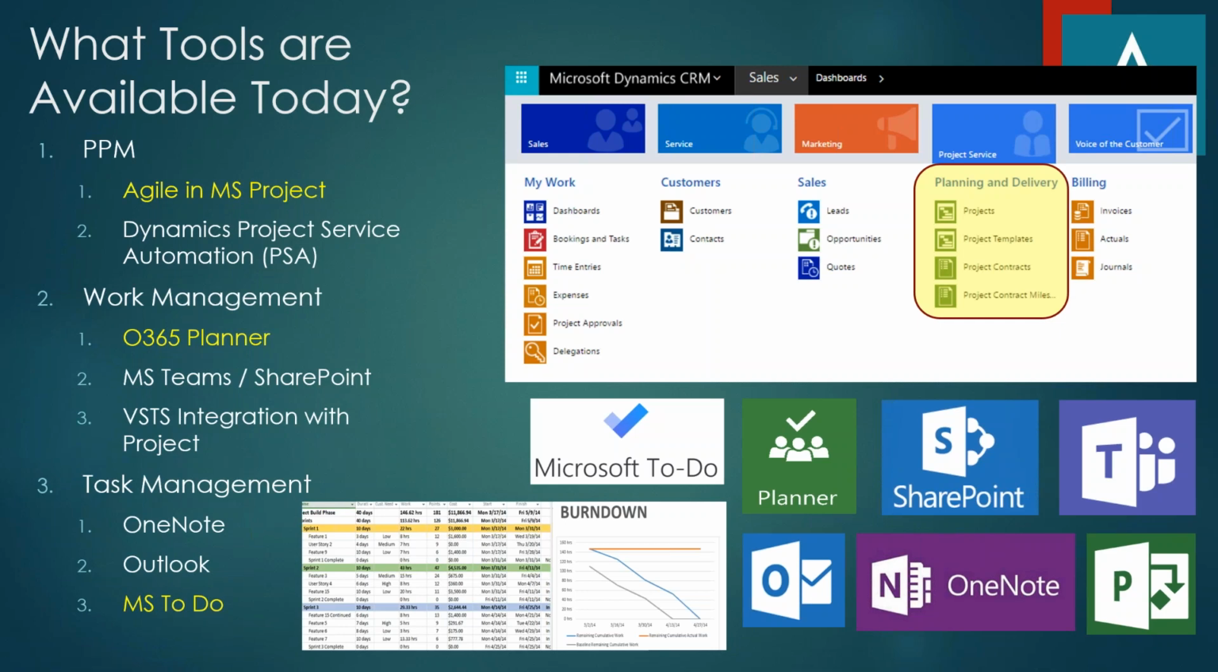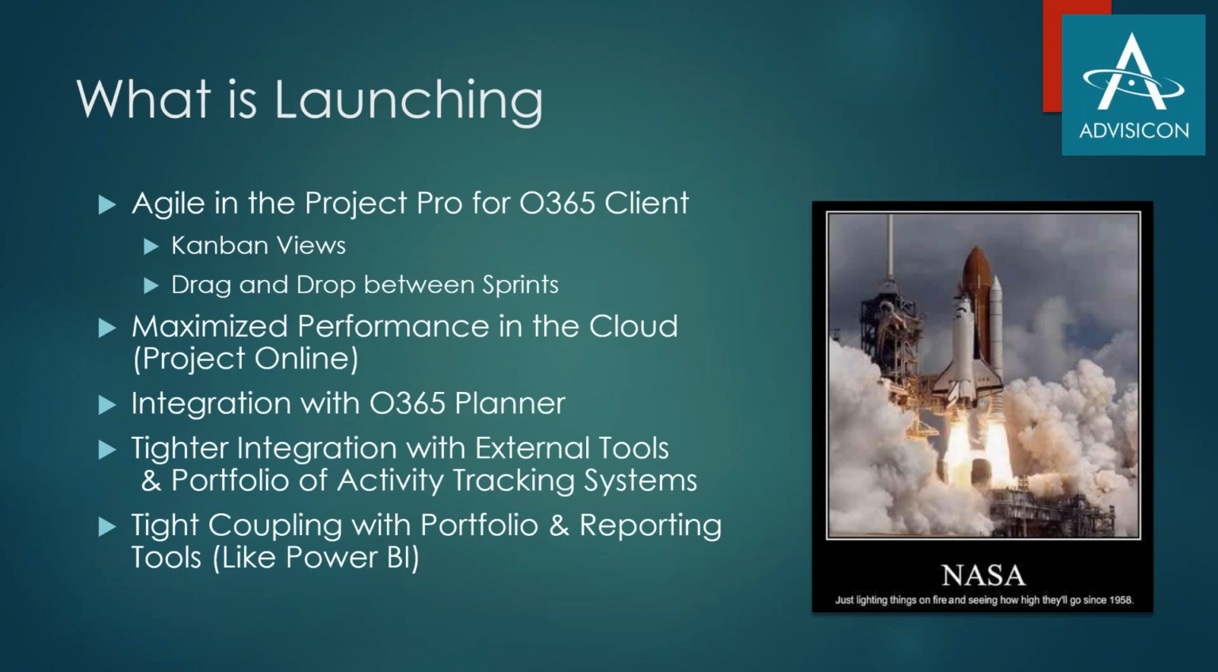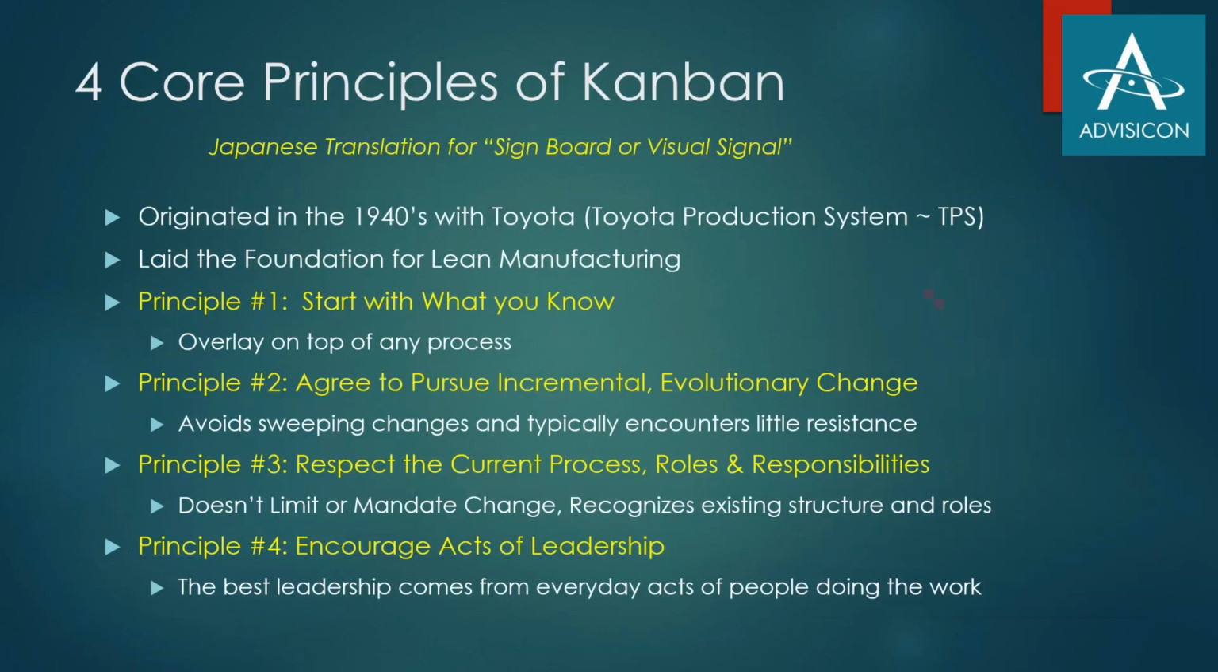So with that in mind, as we look at what's happening and launching into Project, whether you have it today, or when you're going to upgrade, or if you're already on Project 2016, you're going to see the ability to have these agile views in your environment. And of course, the core principles behind what we refer to as our agile planning process of Kanban is that literally we have this Japanese translation from Kanban of what we call sign, board, or visual signal.